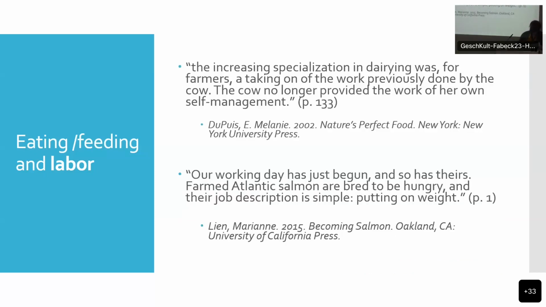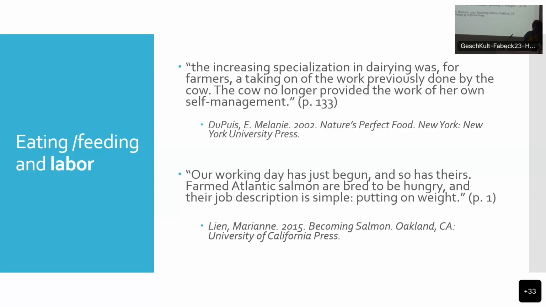But feeding doesn't always create relations of intimacy or kinship between humans and herd animals. So feeding has also been a really crucial part of intensification and commoditized agricultural production. So Melanie Dupuy, describing the intensification of fluid milk production in the eastern United States in the early 20th century, describes this as a shift in the working relations between humans and cows. She writes, quote, "The increasing specialization of dairy was for farmers a taking on of the work previously done by the cow."